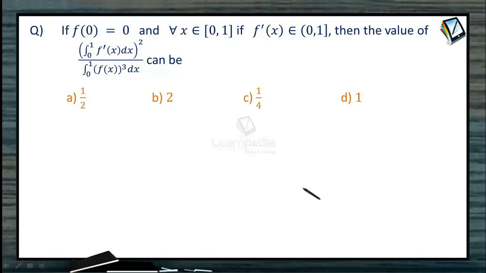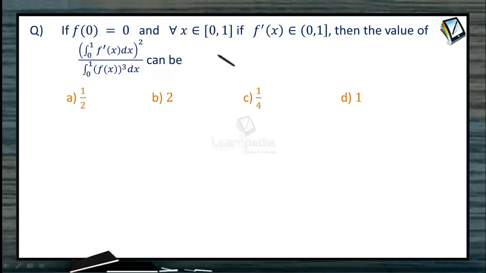Let's look at this problem. If f of 0 is 0 and for every x in (0, 1), f dash x is in (0, 1), then we need the value of (integral 0 to 1 f dash x dx) whole square by integral 0 to 1 f of x whole cube.